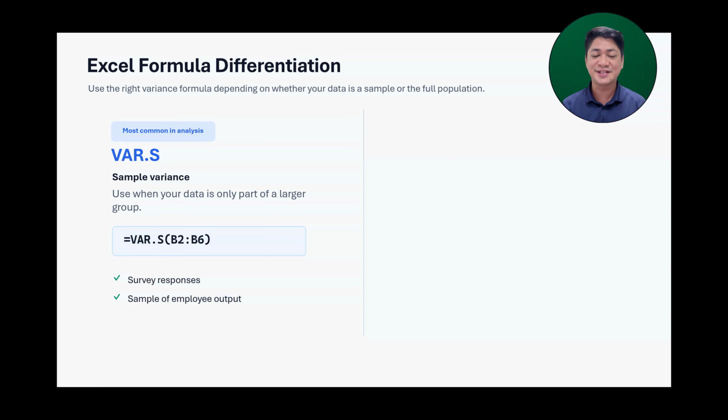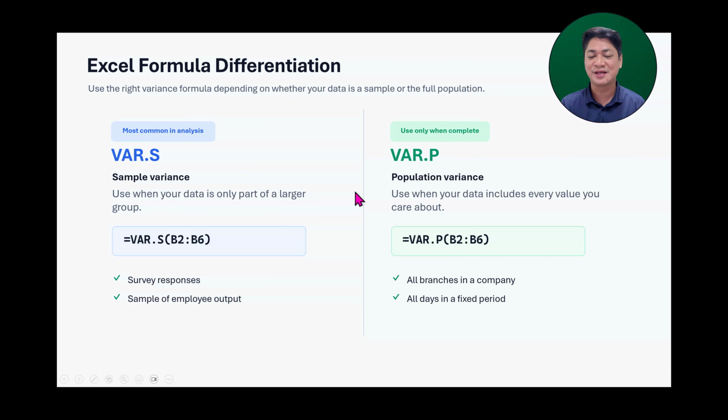So use this when your data is only part of a larger group. For example, you want to get the variance of survey responses out of a bigger set of results. You want to get the variance of a sample of an employee's output, but that's not the output of everyone, or that's not all the output of that person.